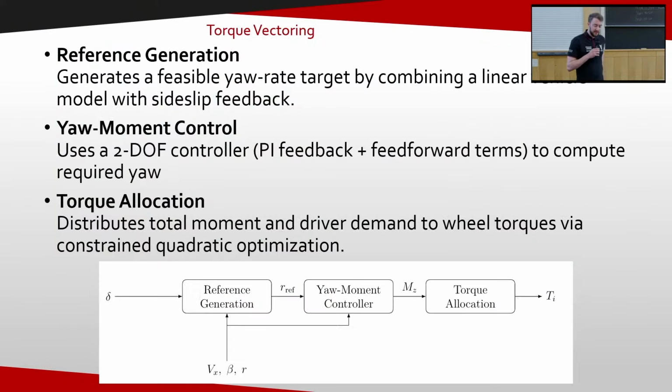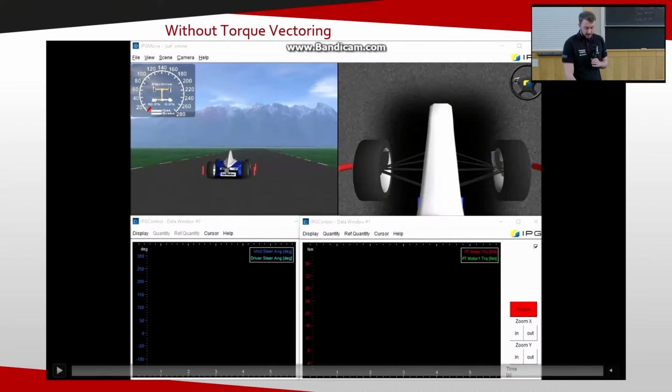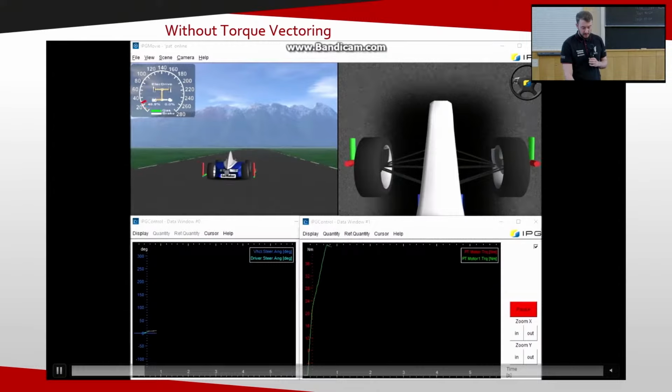So the next thing about vehicle dynamics would be torque vectoring. Therefore, we have a reference generation, so we're generating a yaw rate trajectory, and then have a simple controller which follows the global yaw rate. And then we have a torque allocation, so we have a global torque, and then we have to put that on the single four wheels, and therefore we are solving an optimization problem to best distribute the torques on these four wheels. And here's also an animation which shows torque vectoring.